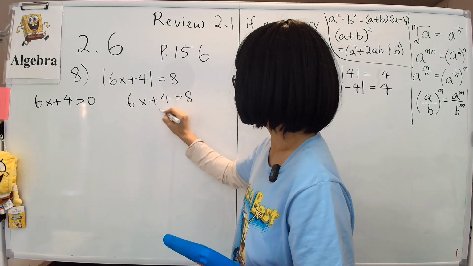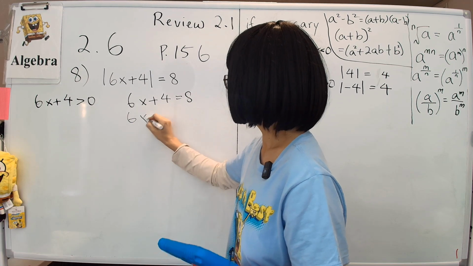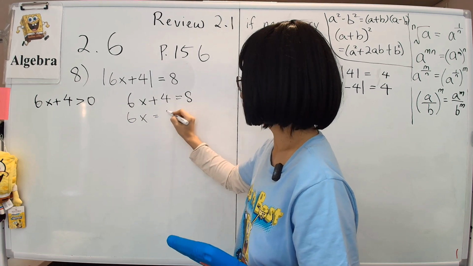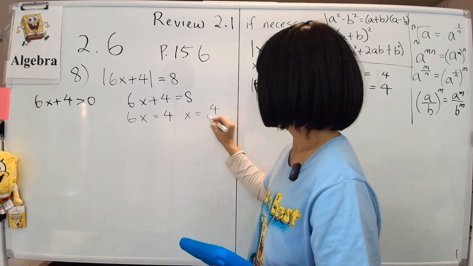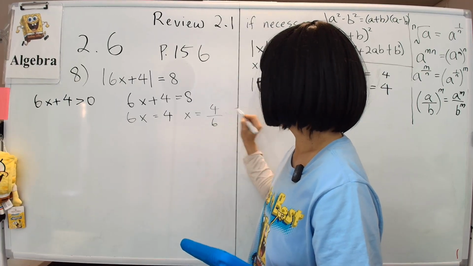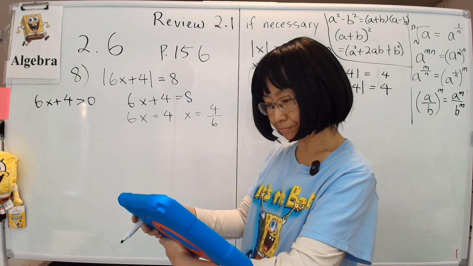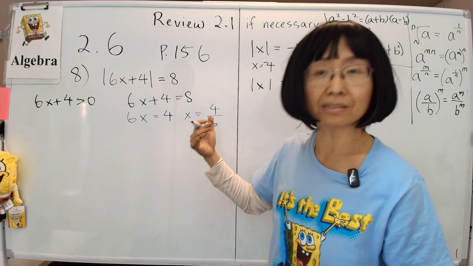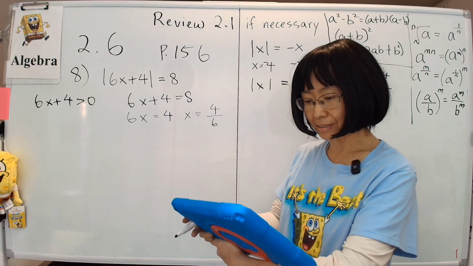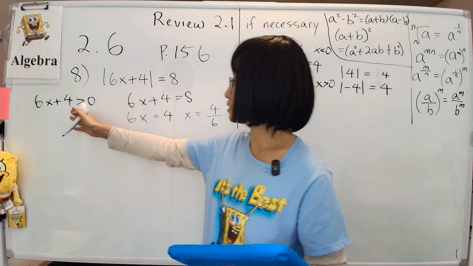So 6x will be equal to 8 minus 4, which is 4. So that gives us x equal to 4/6, or 2/3. Sorry, I said 3/4 earlier. So x equals 2/3, which is fine. So that's if this is bigger than 0.